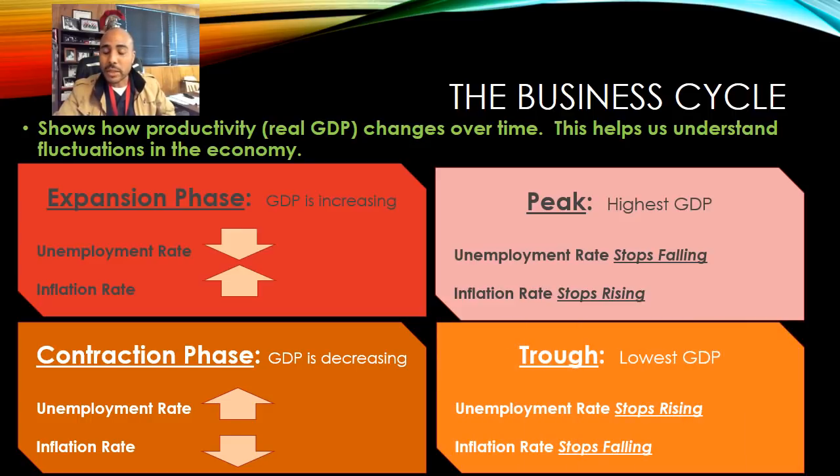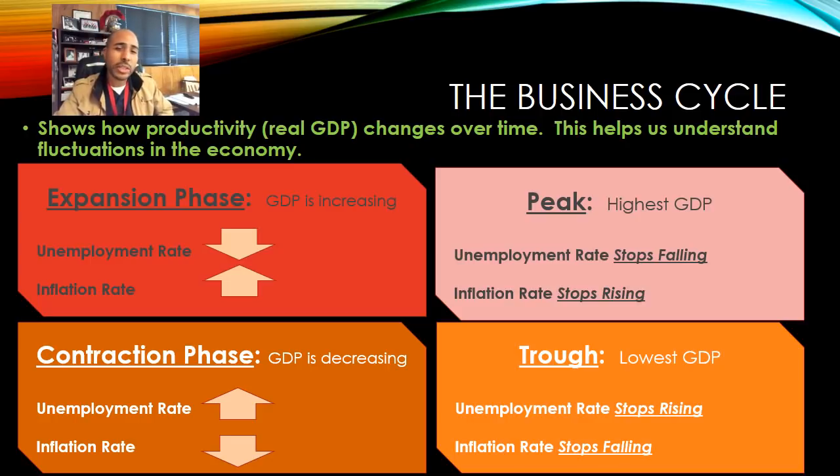Now, the final phase of the business cycle is called the trough. The trough is the lowest our GDP can possibly go. Once it hits the trough, it's not going to go down anymore, it's only going to start going back up. So in the trough, that's also when our unemployment rate stops rising and the inflation rate stops falling.